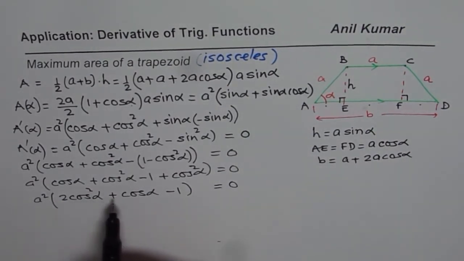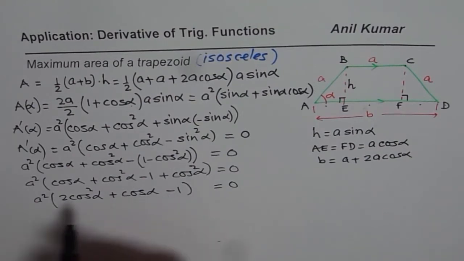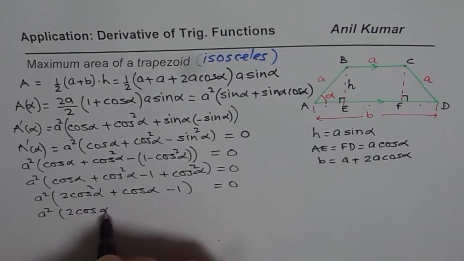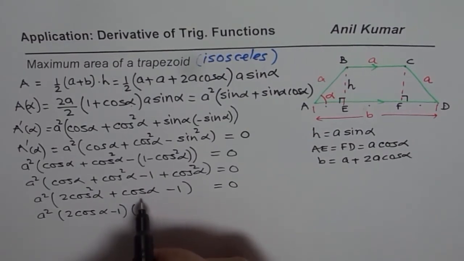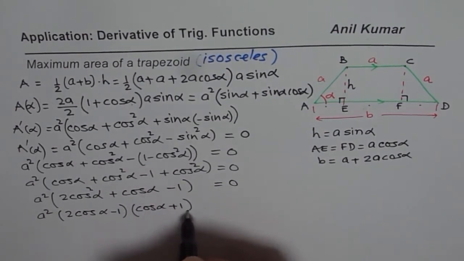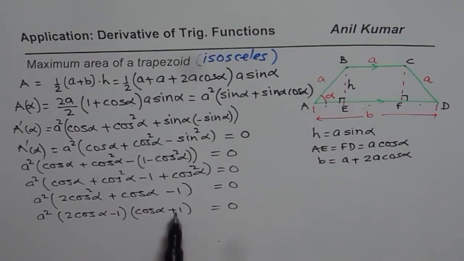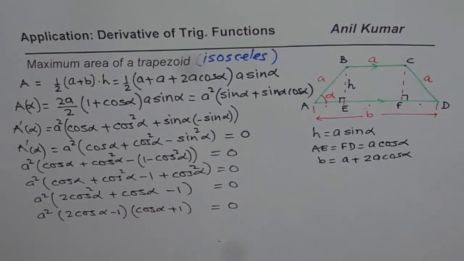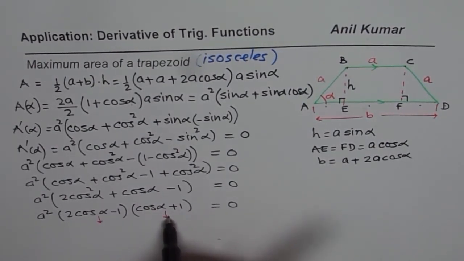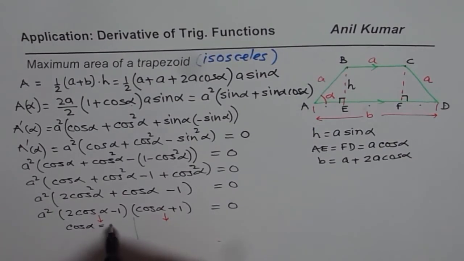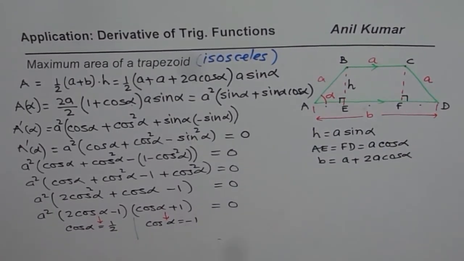Now 2 cos square alpha plus cos alpha minus 1 can be factored, and we have a square times 2 cos alpha minus 1 times cos alpha plus 1 equals 0, right? So you can factor this, and that is the result which you get. Now this expression is going to be 0 only if cos alpha is negative 1 or cos alpha is half, right? So we have two solutions from here. One we can get from this factor, the other one from here. So the possible solutions for us are cos alpha equals half or cos alpha equals minus 1.